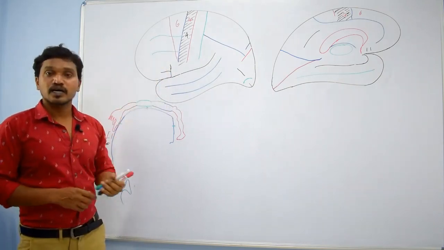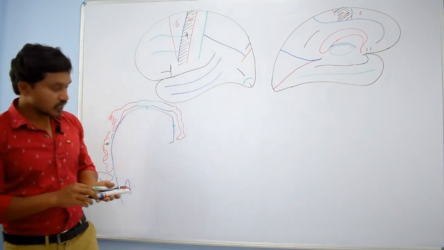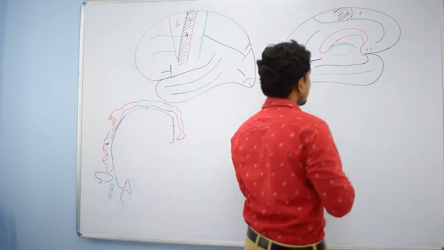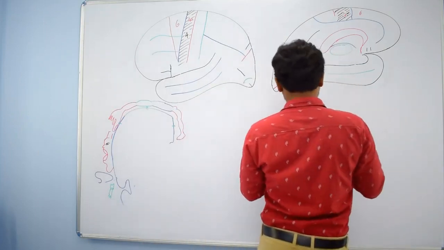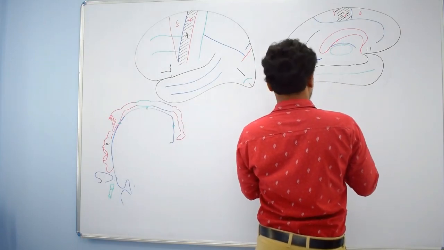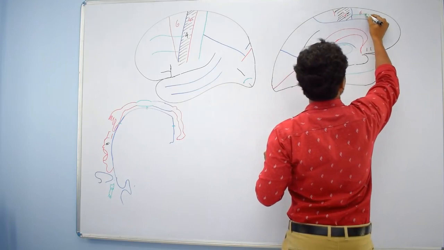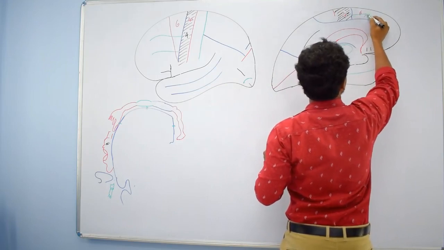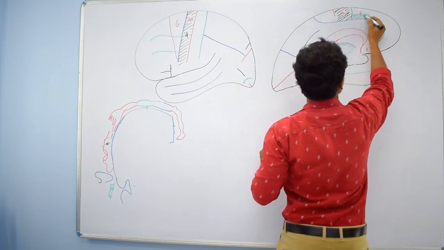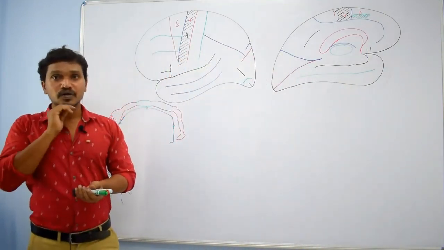Then, supplementary motor area. Supplementary motor area, which is present in the medial surface, in this region. This region what we call supplementary motor area. What is the function of it?